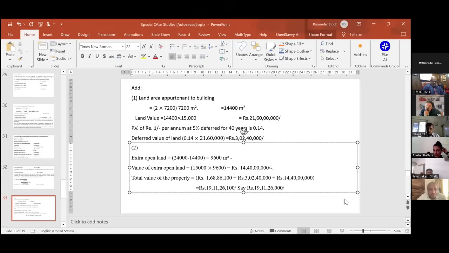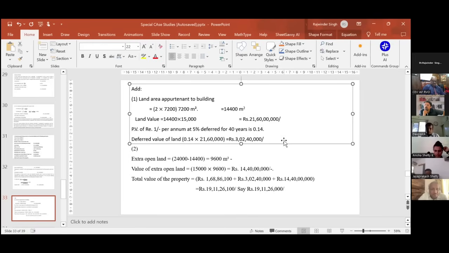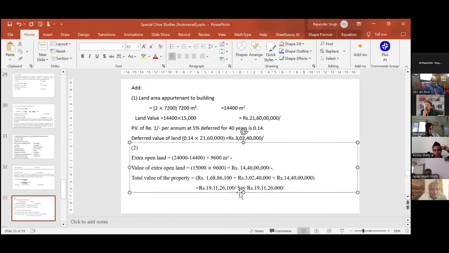Is it clear? The value which is attached to the building will be available to the owner after 40 years. So you have to take its present value. And the remaining open land is available as on today. You will be calculating its present value with 15,000. You need not defer it. And of course, from the rental income, you have to calculate the capitalized value. So for the total value, you have to add all these things.